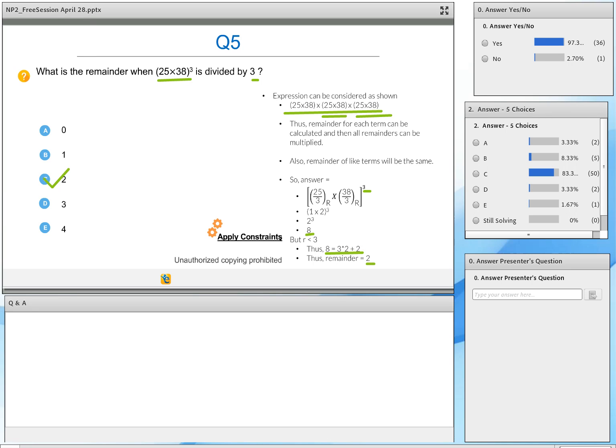So in this question, you are applying the method that we learned there, that remainders can be multiplied. You're applying that aspect, and then you're also applying the constraints. So for those of you who selected choice C as the correct answer, did you follow the method that you see on the screen? I don't believe there is any other method that you could have applied.